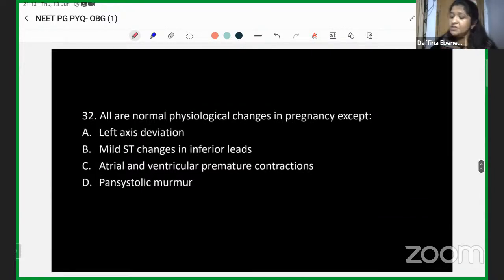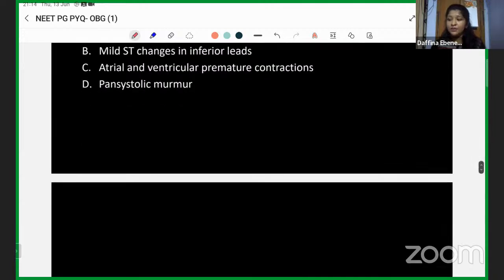All are normal physiological changes in pregnancy except... there are some cardiovascular changes that are normal in pregnancy. What are the normal physiological changes that can occur in pregnancy? You can divide them into symptoms, signs, and ECG changes. Normal physiological symptoms that can occur: they can have exercise intolerance, dyspnea on exertion, and easy fatigability. All these are normal physiological symptoms that can occur during pregnancy.